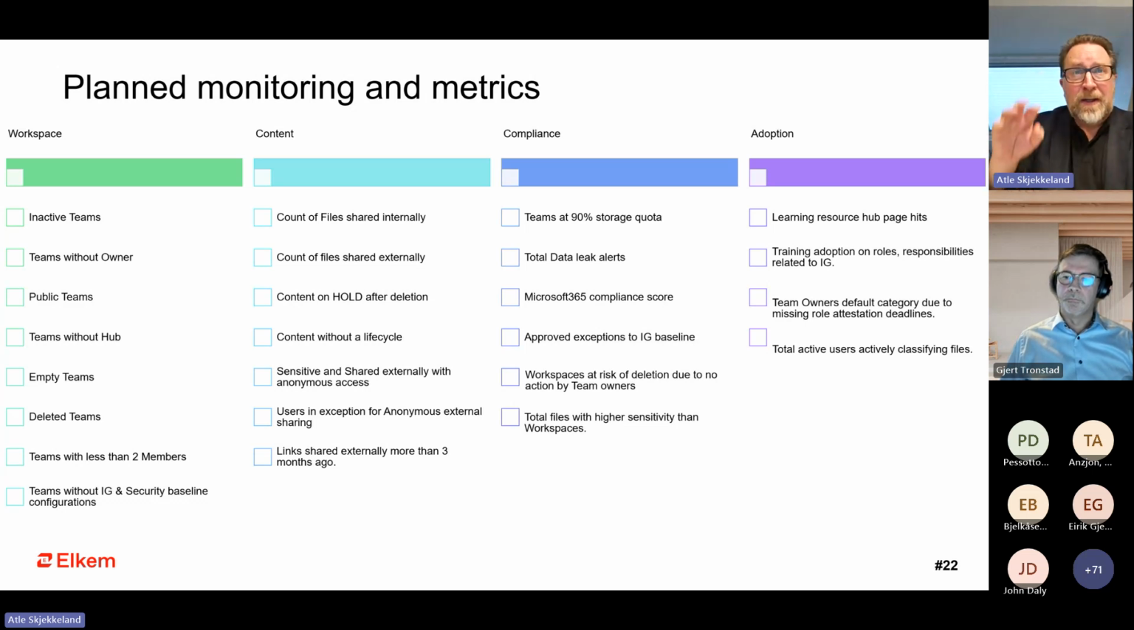These types of things. Then the content. How many files do we have, especially when we use default labeling in Office and Outlook? How often do they change by users? How often do they change by the technology? And basically, how much of that type of stuff. And of course, then you have other compliance, adoption. I think adoption is also important.